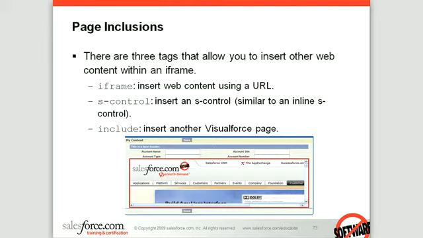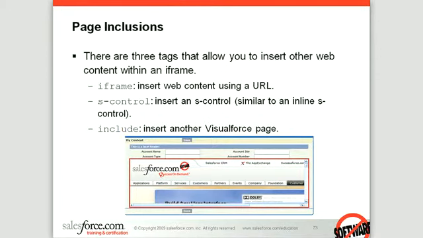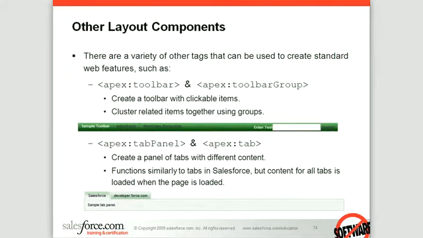As I mentioned previously, you can include visualforce pages in other visualforce pages. The way you can do that is through the include tag. There's also the ability to do iframes, so if you want to reference a URL like some intranet application that you have, you can do an iframe. And then an S control is that deprecated feature for doing custom pages.